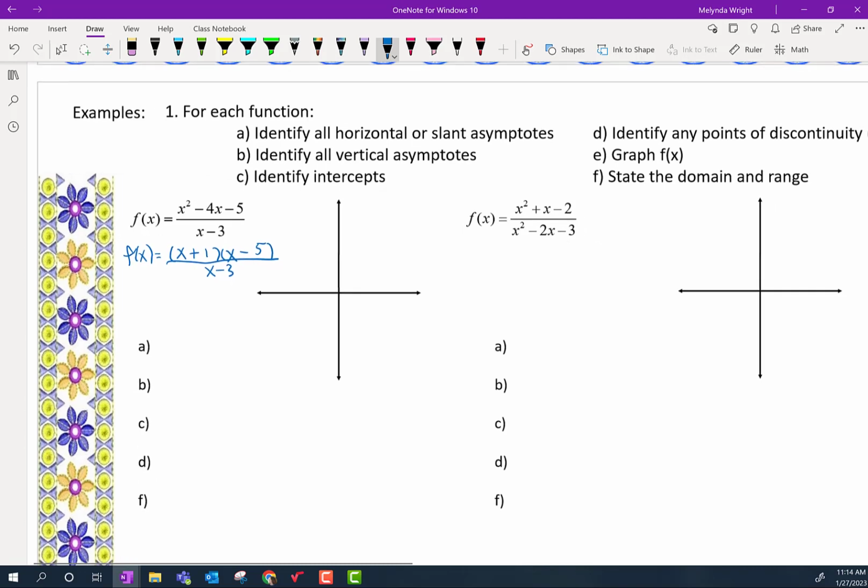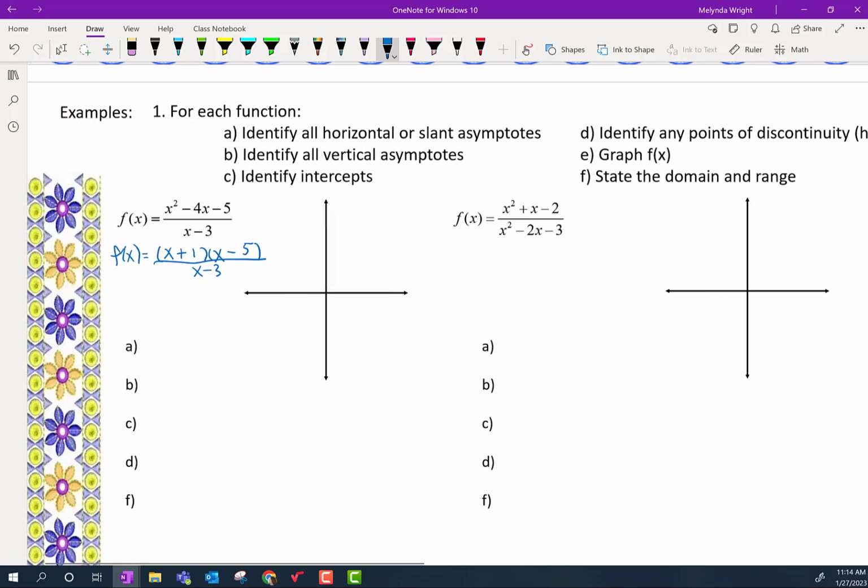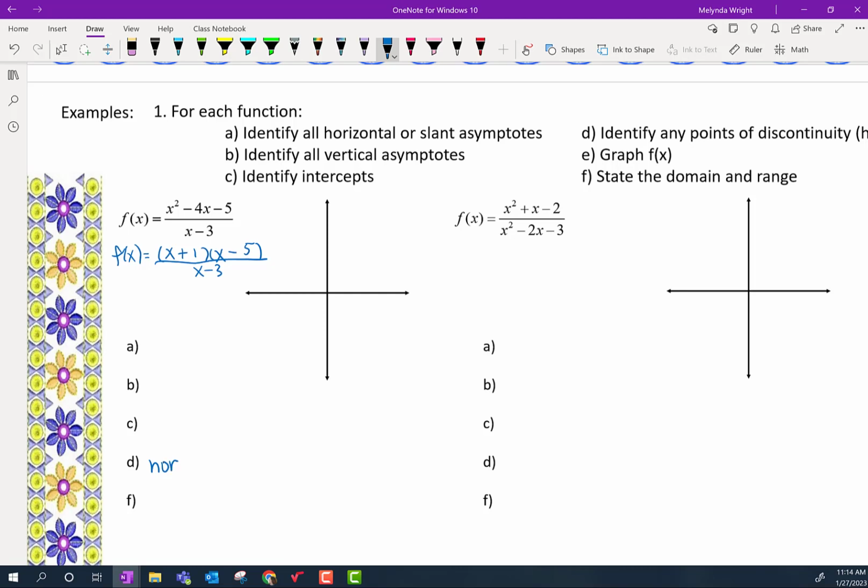So part D asked us to find any points of discontinuity or holes, so in part D we're just going to write none. There aren't any holes in this one. We did talk briefly last time about what would happen if there was a hole. If there's a hole, you would find the coordinates and put an empty circle at the hole. Neither one of these has holes, but I just want to show you what to do if you got one. There is one, or one or two, I can't remember, on your homework. You would just find the location on the graph and put an empty circle there. That's how you graph a hole.